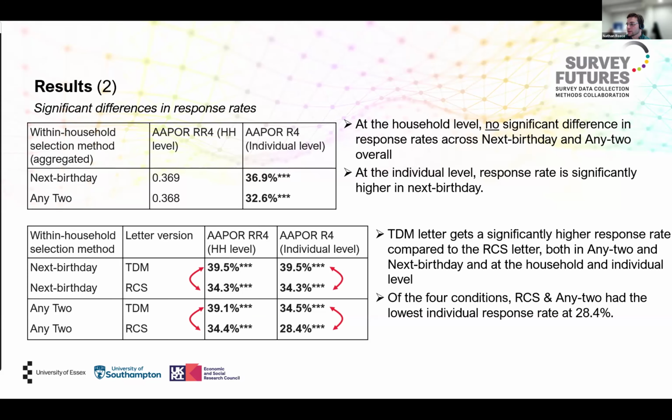And then of the 4 cells, I'm looking at the bottom table and the column to the furthest right, the highest response rate that we received was 39.5% in the next birthday and TDM group, and the lowest one was 28.4% in the NE2 and the RCS group. So a pretty big difference between those 2 cells. And a slight note, this is the AAPOR response rate for formula. So we're using completes and partials and adjusting for ineligibility using the ineligibility rate from a recent face-to-face survey.